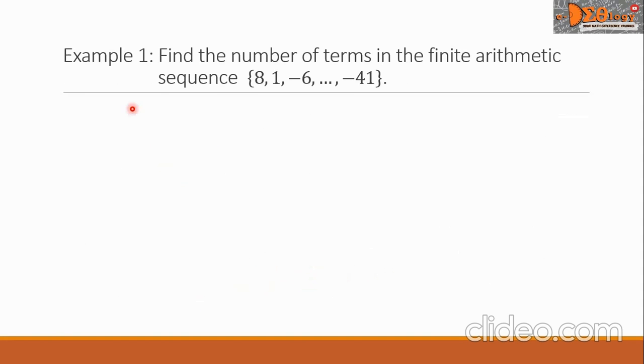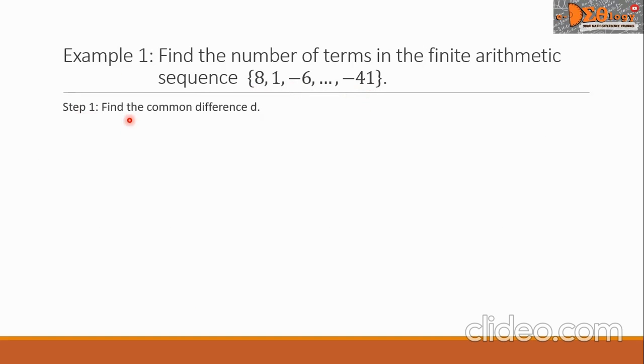Let us see example 1. Find the number of terms in the finite arithmetic sequence 8, 1, -6, and the last term is -41. So we know here that a sub 1 is 8, a sub 2 is 1, a sub 3 is -6, and the last term is a sub n.